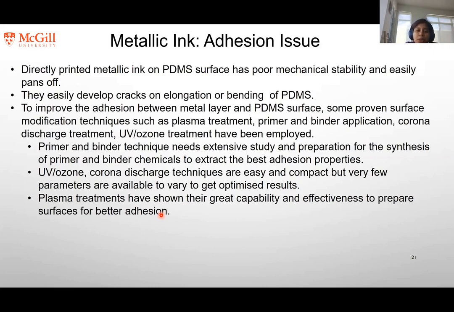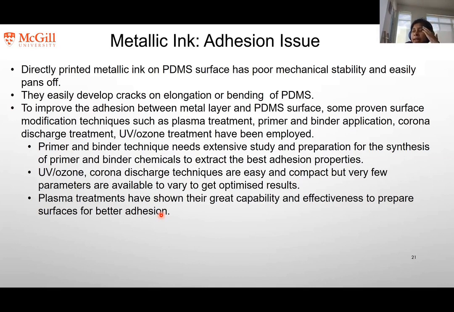When we print the metallic ink directly, let's say when we are directly printing metallic ink on the PDMS surface, the composite that we built, we could see that it has very bad mechanical stability. If we bend the substrate, it starts getting cracked, and also it easily peels off. So there is not good adhesion between the ink and the substrate underneath.